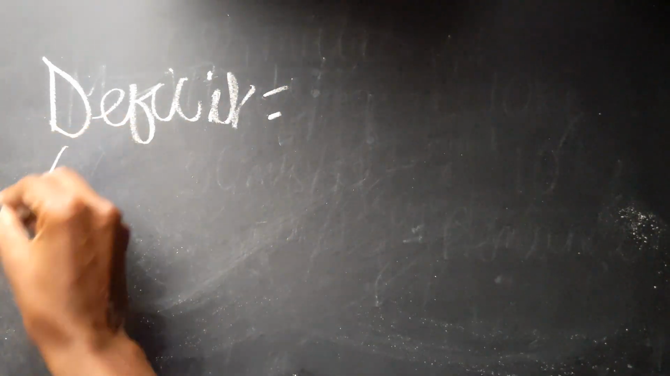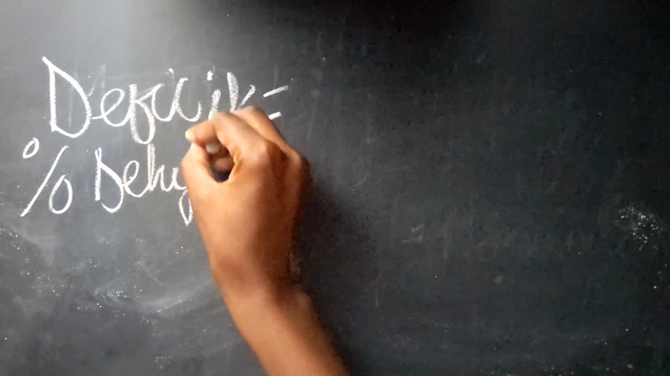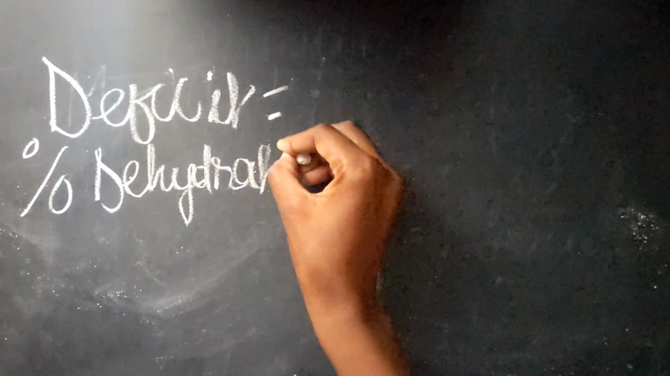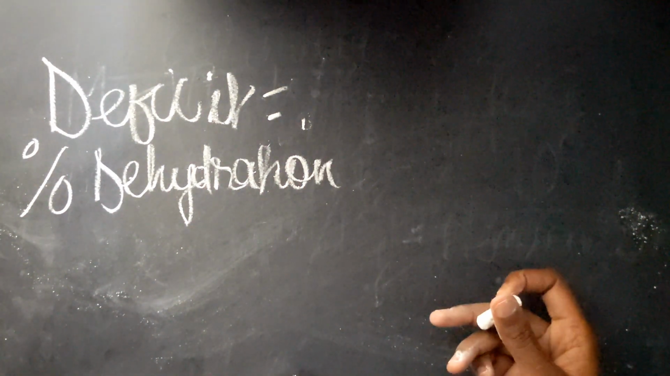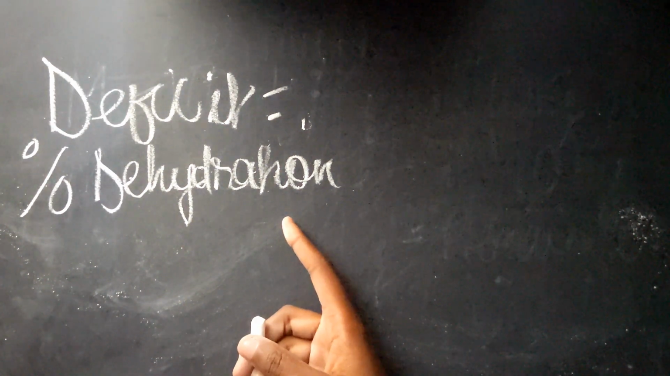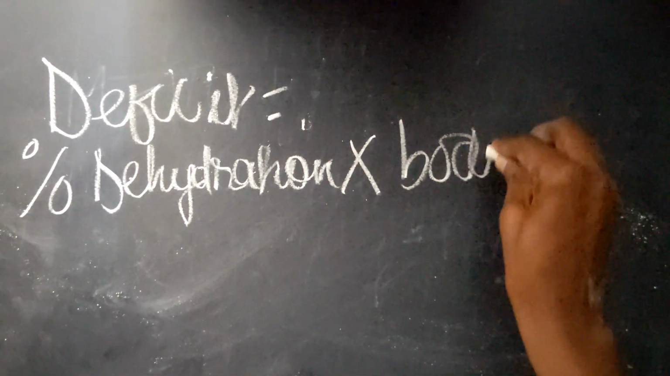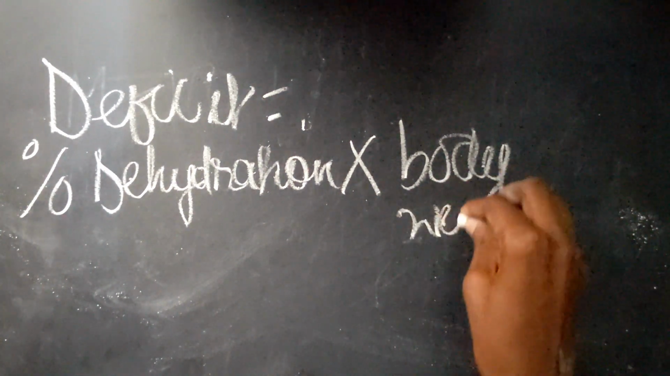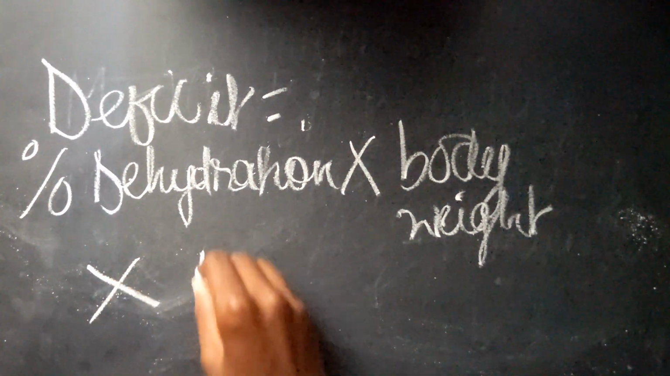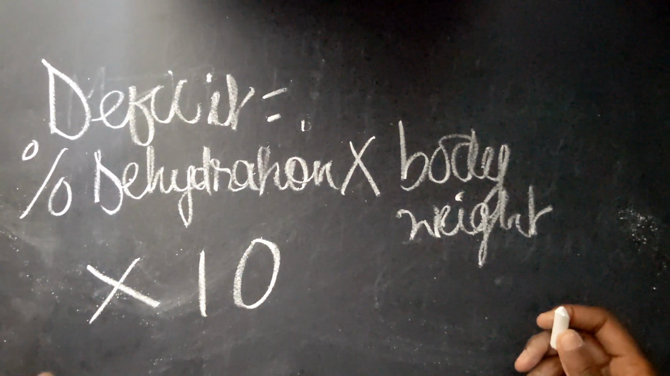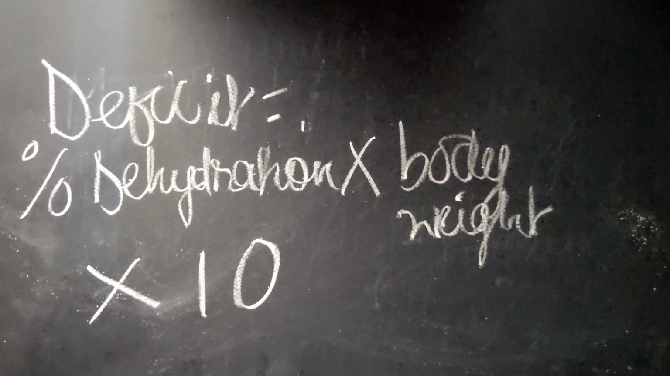So for deficit, you get the percentage dehydration, because we know that in DKA as well, patients tend to have some level of dehydration, right? Yeah, so you get the percentage dehydration by the body weight of that patient, and then you also multiply by 10. Okay, and this is in mils. So this is the formula for the fluid deficit.